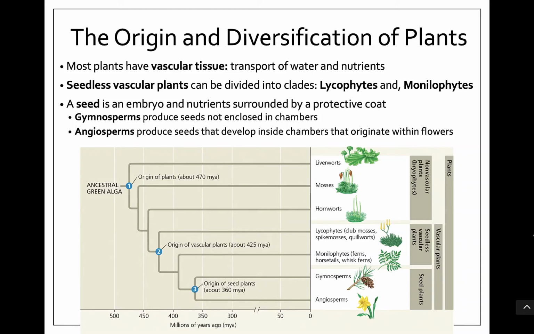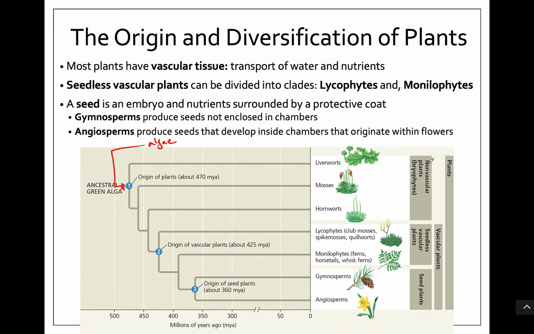So here we can see a phylogenetic tree containing all plants. And we have our ancestral green algae, which would have been our outgroup out here. So from here on, everything is a plant. And we typically are going to divide these into three main categories for studying.